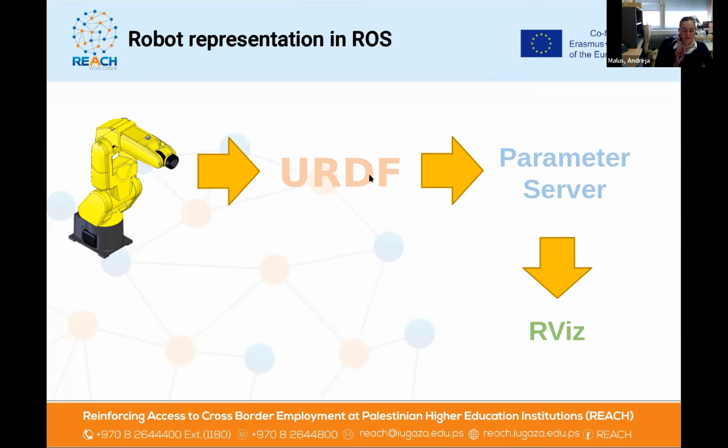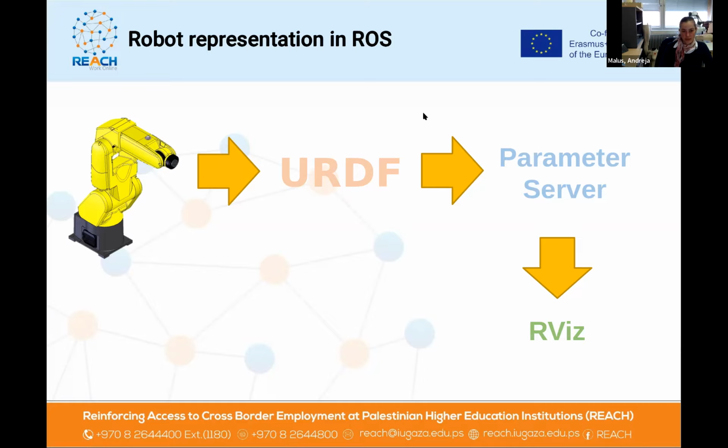So the URDF extension stands for files where we have robot descriptions. We describe each segment of the robot with a link, and each connection between segments with a joint. And we can assign corresponding characteristics to these parameters.